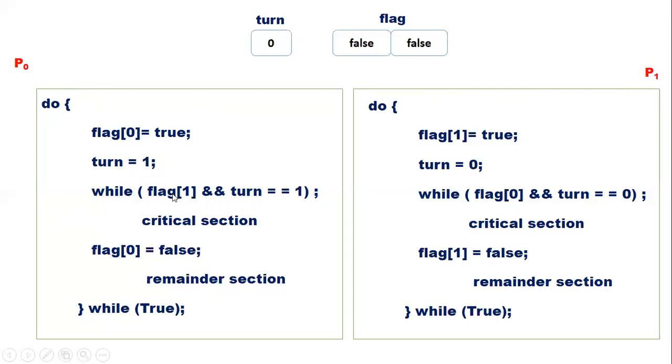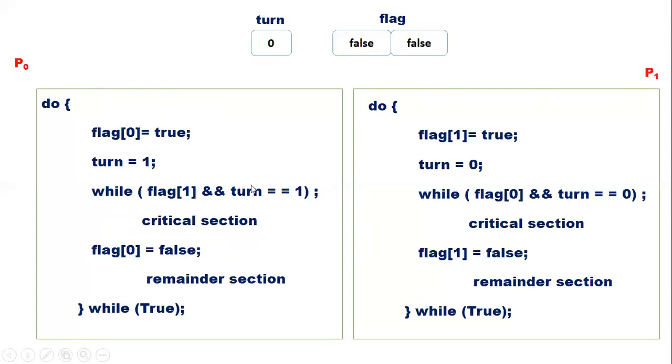Then it checks the flag of 1, that means the flag of the other process, and checks the value of the variable turn. It checks whether the value of variable turn is equal to 1. If both the conditions are true, then it has to wait. So flag of 1 equal to true means process P1 wishes to enter the critical section. Turn equal to 1 means it is the turn of the process P1 to enter the critical section. So the process P0 has to wait here.